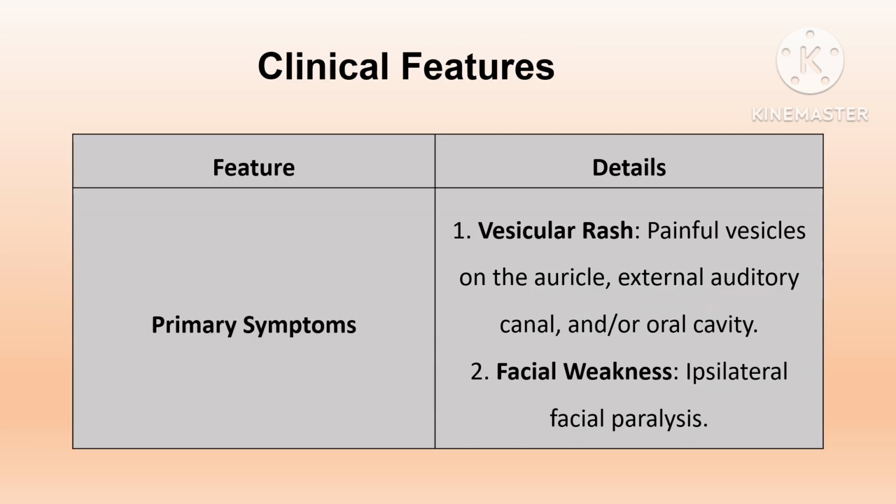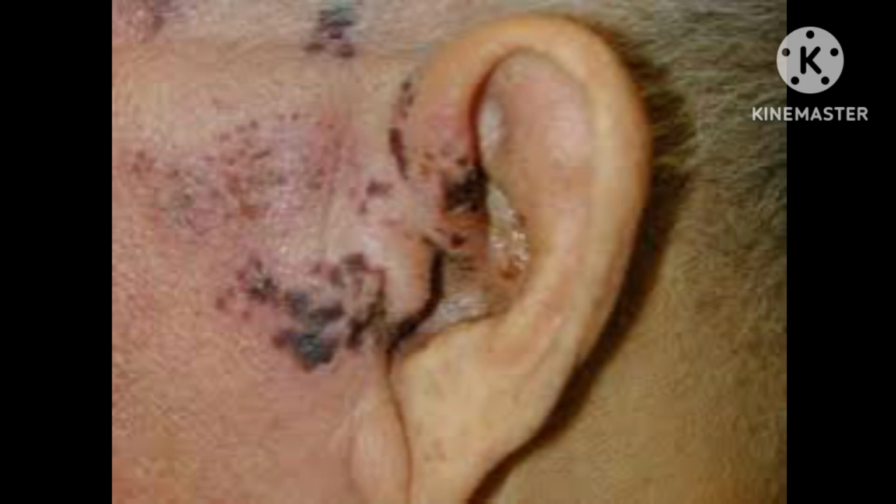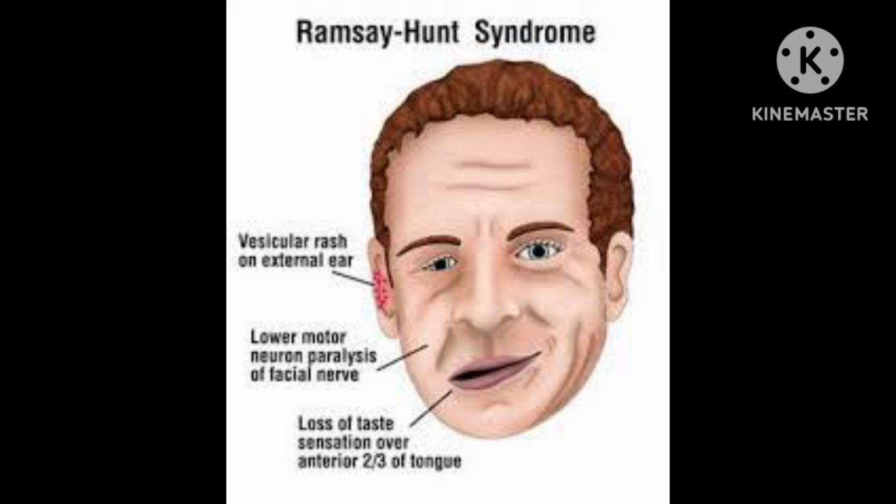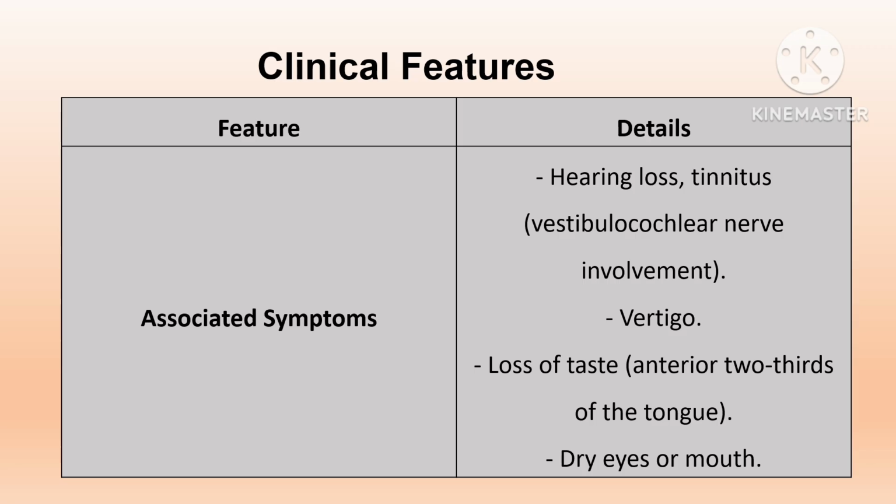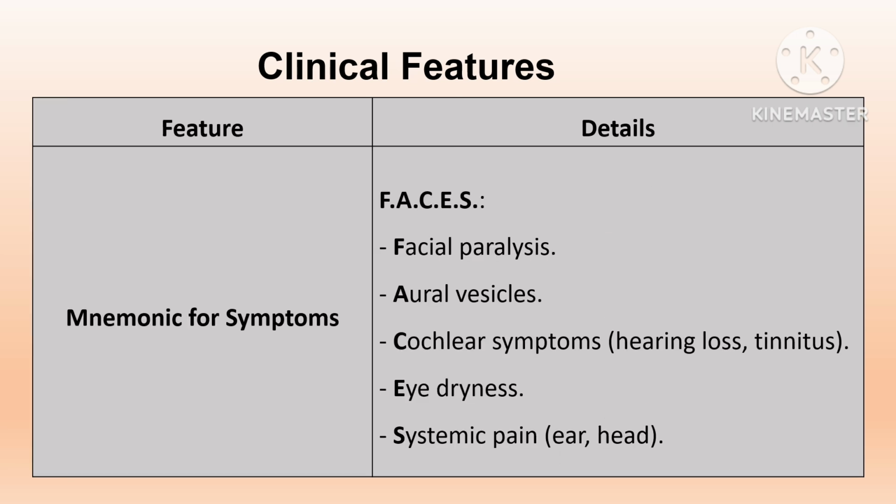The clinical features of Ramsay Hunt syndrome revolve around two main symptoms: a painful vesicular rash and facial paralysis on the affected side. Patients often experience additional symptoms such as hearing loss, tinnitus, or vertigo due to involvement of the 8th nerve. Loss of taste in the front two-thirds of the tongue and dryness of the mouth and eyes are also common. You can remember the key features using the mnemonic FACES, which stands for facial paralysis, oral vesicles, cochlear symptoms, eye dryness, and systemic pain.